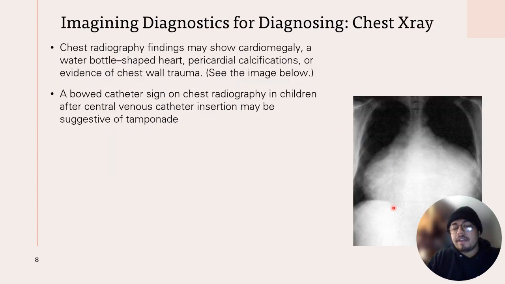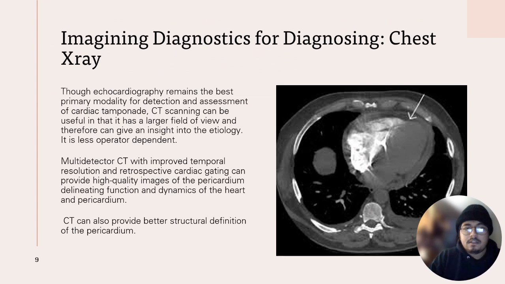And as shown again, CT scans can show the cardiomyopathy, that water bottle shaped heart, and the evidence of chest wall trauma, as you can see here, is just completely separated, completely pushed away. In here we have a CT scan, and as you can see, there's fluid buildup in that pericardial space here, and then you have all these pushing against that ventricle as well.